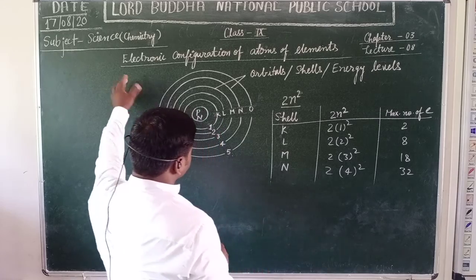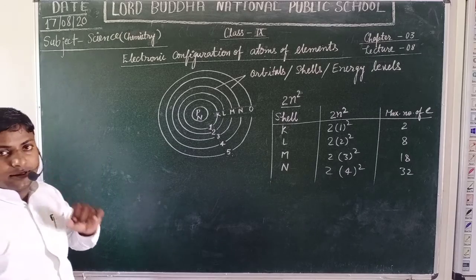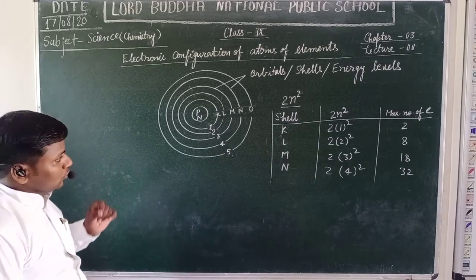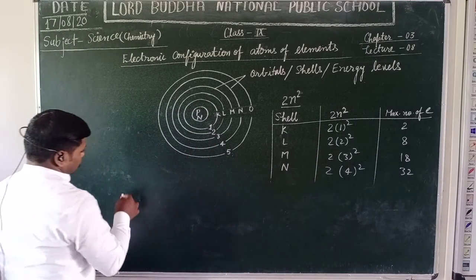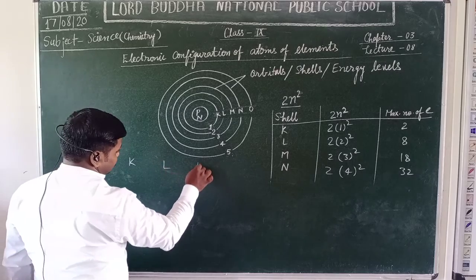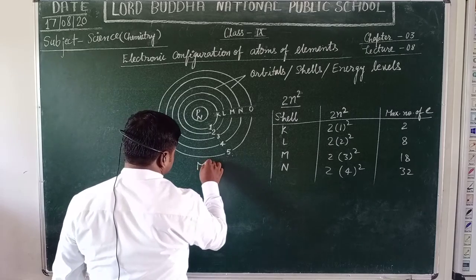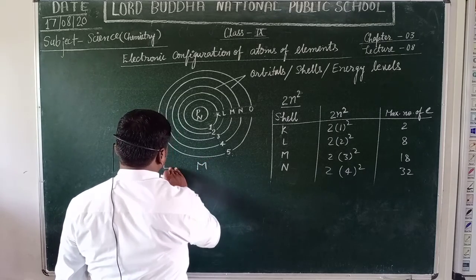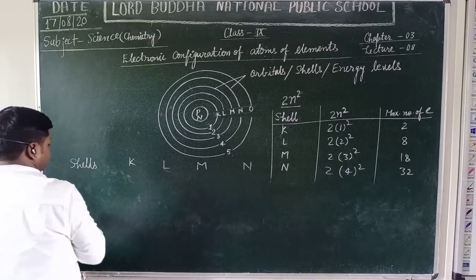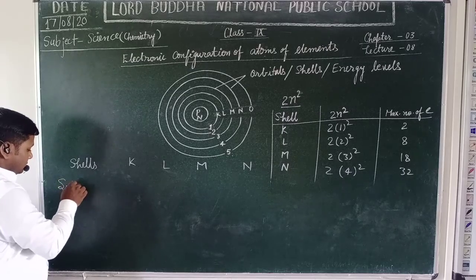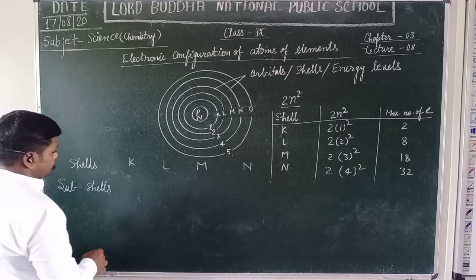Thus students, besides them there are also subshells. You will learn more about subshells in higher classes, but here I want to describe these subshells and how many electrons are present in each kind of subshell. These are shells, and here the subshells, also called sub-energy levels.